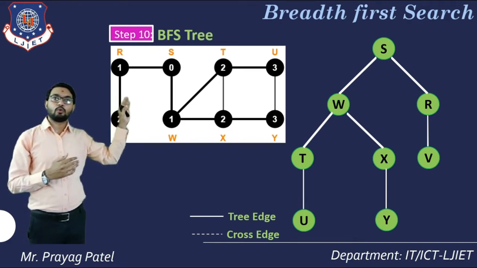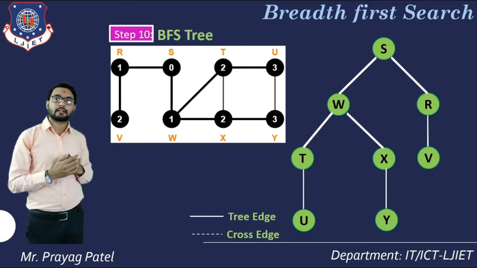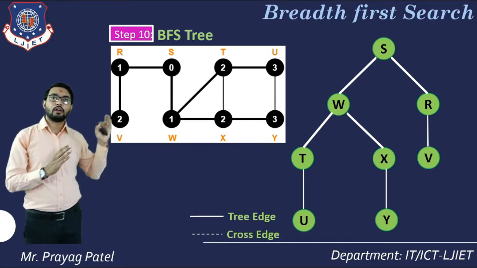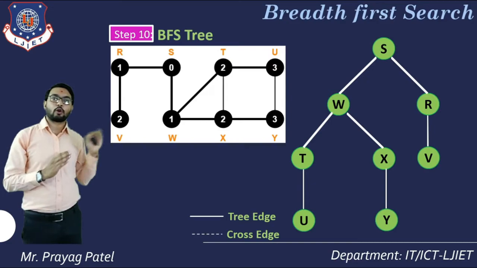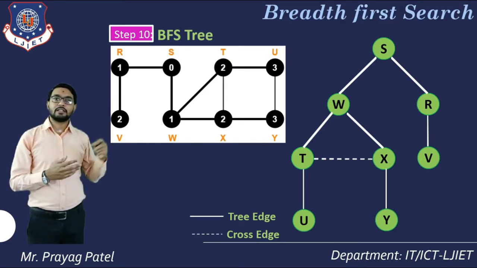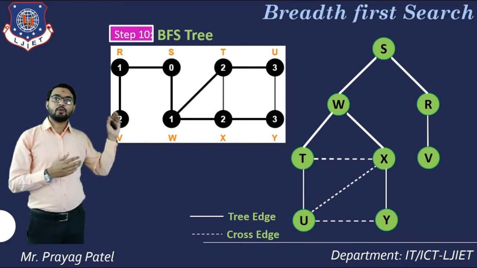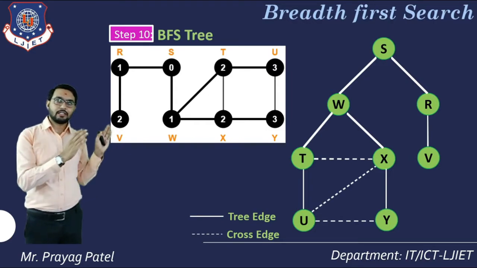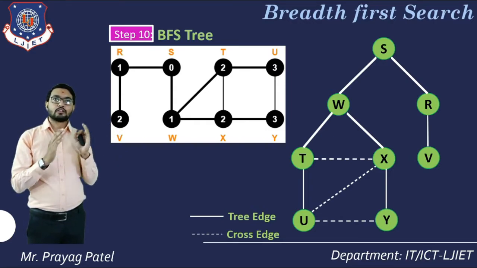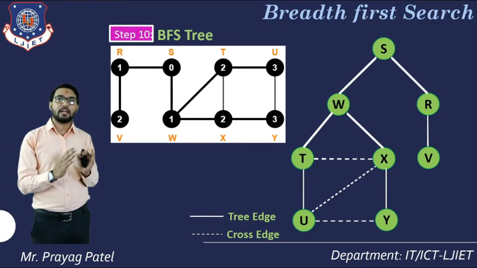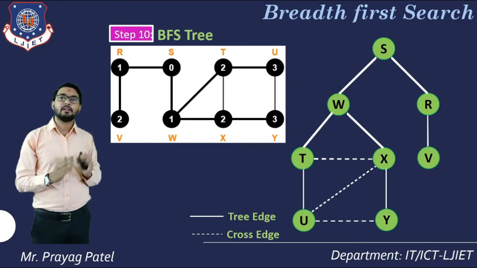In the graph there are edges from T to X and from U to Y available, but in the tree we do not define these edges, so they are considered cross edges. So we represent these cross edges: T to X, then another cross edge U to Y, then another cross edge U to X or X to U. So the dotted line is considered a cross edge and the solid line a tree edge. So in BFS there are two types of edges available in a BFS tree or BFS forest.